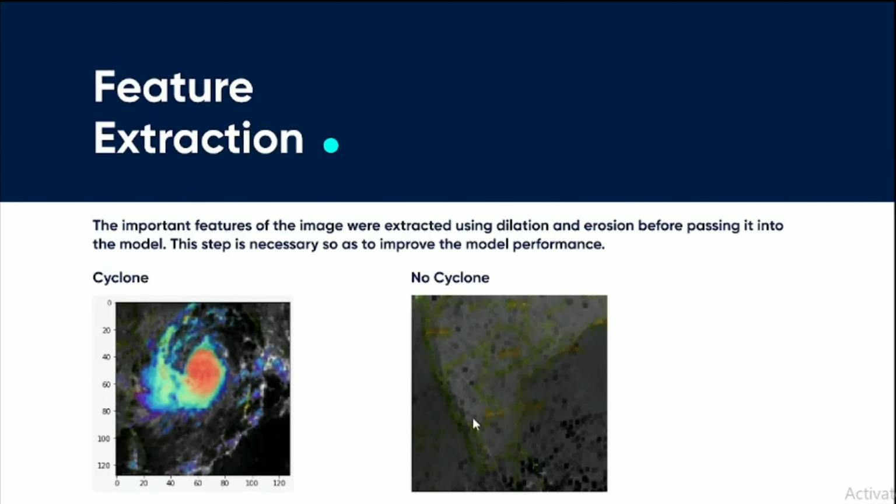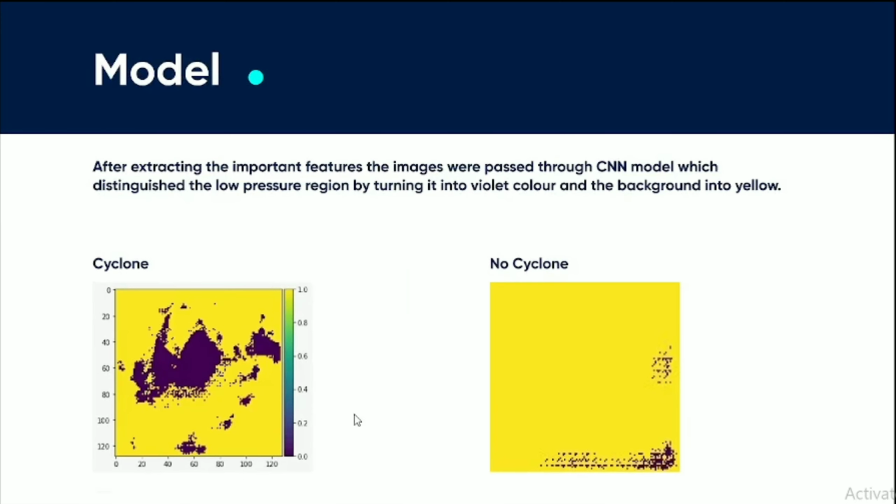The dataset collected was then image processed because we need to extract the important features. While extracting important features, we tried eliminating the noise, eliminating the land area through erosion, and to regain some of the important features which were lost while carrying out erosion, we dilated those images. This is the output we get after image processing. This is what our cyclone image looks like after getting image processed, and this is what our no cyclone image looks like.